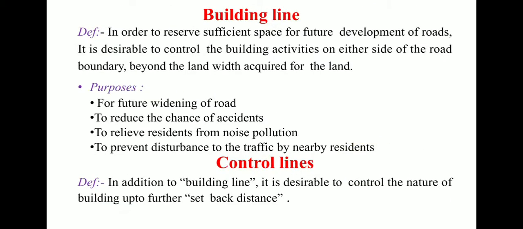Now building line. What exactly is a building line? In order to reserve sufficient space for future development of roads, it is desirable to control the building activities on either side of the road boundaries beyond the land width acquired. Why are these building lines provided, or what is the purpose of providing them? This helps for the future widening of the road. This reduces the chances of accidents. This relieves the residents from noise pollution. Also, it helps to prevent disturbance to the traffic by nearby residents.